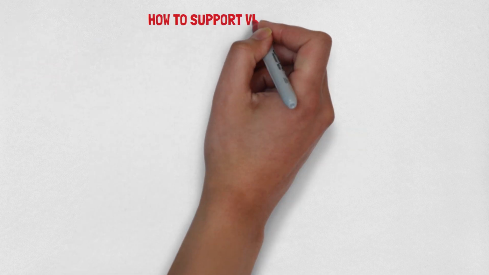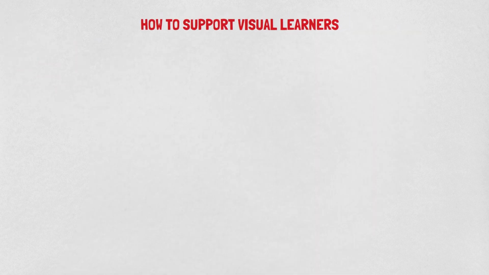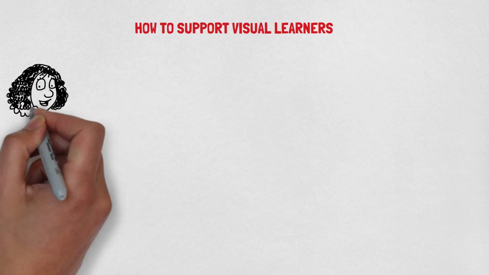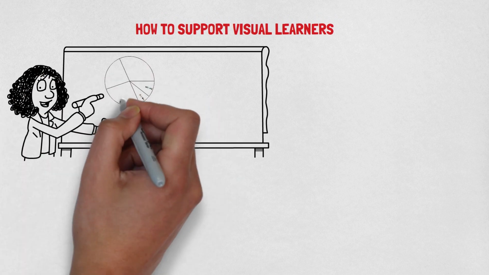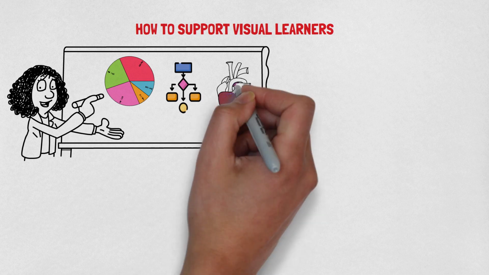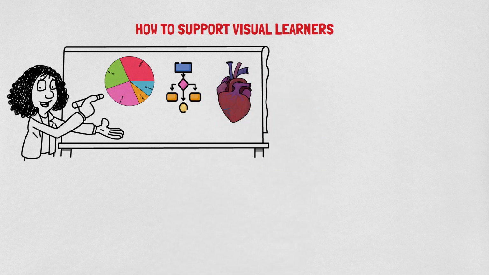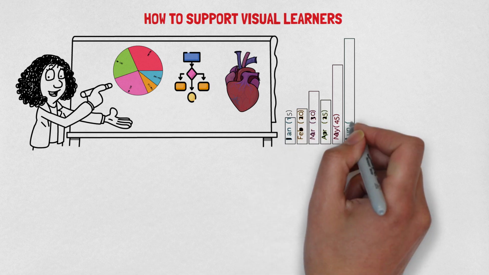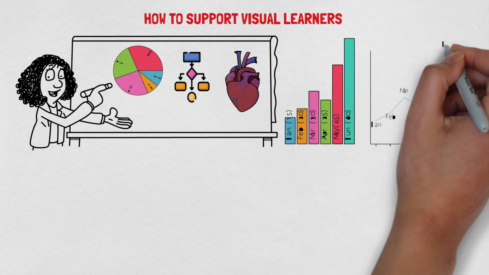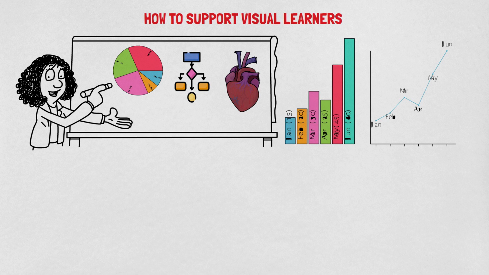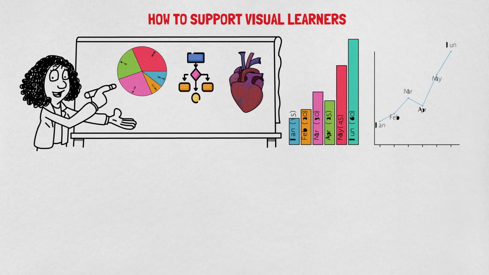How to support visual learners? To support visual learners, teachers can use visual aids like charts, diagrams, and pictures to reinforce concepts. For example, a math teacher might use a chart to show different types of graphs and how they relate to one another. This can help visual learners better understand the material and remember it later.